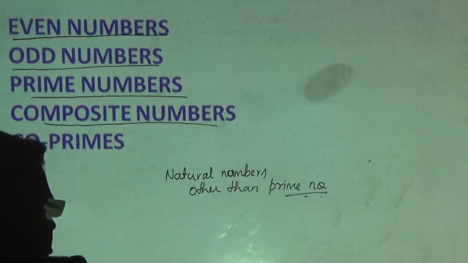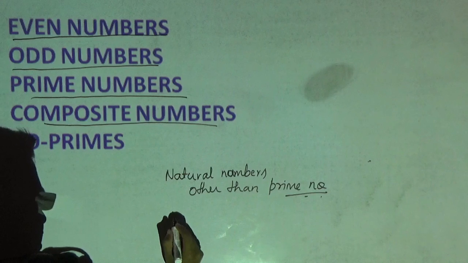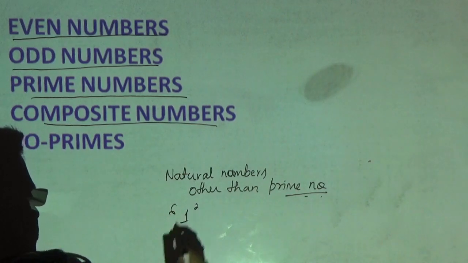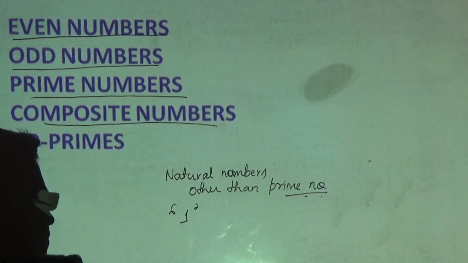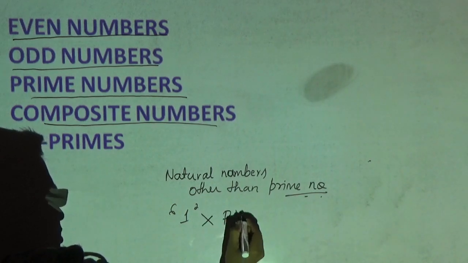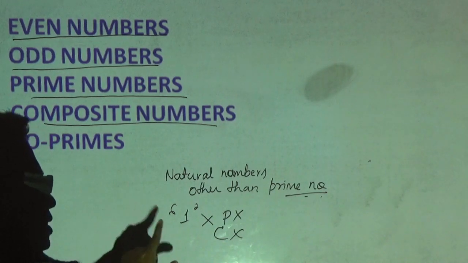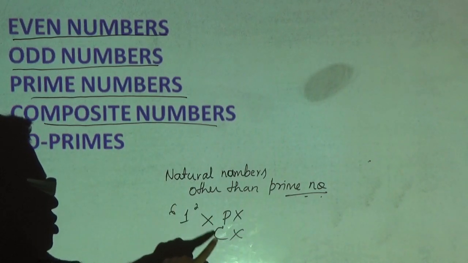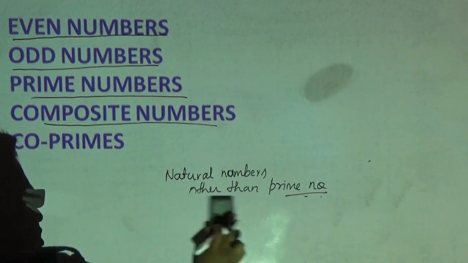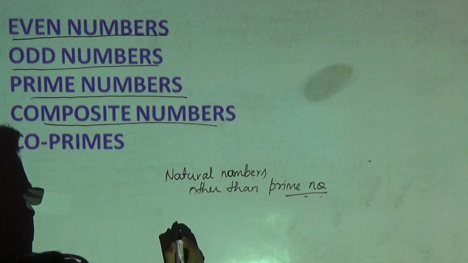Sir, you may ask me now, in the previous session I told you 1 is not a prime number. Then is 1 a composite number? Please note down, 1 is neither prime nor composite. Please listen carefully. 1 is neither prime nor composite.